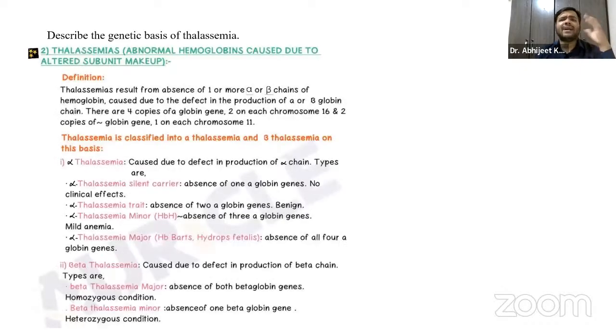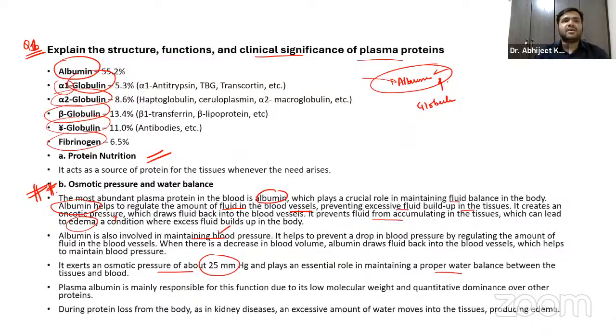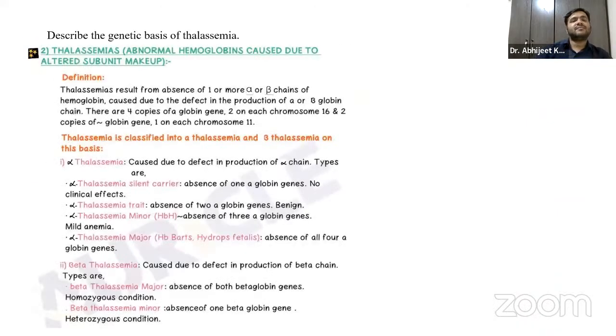Now, actually, all the questions are just mixed up, so we are just going to discuss them randomly. I've picked up questions from here, right? So yes, another question says: describe the genetic basis of thalassemia, guys. Now, you already know that thalassemias are abnormal hemoglobin caused due to altered subunit makeup, right? So basically, there is absence of one or more alpha or beta chains of hemoglobin. We have already discussed this, right?